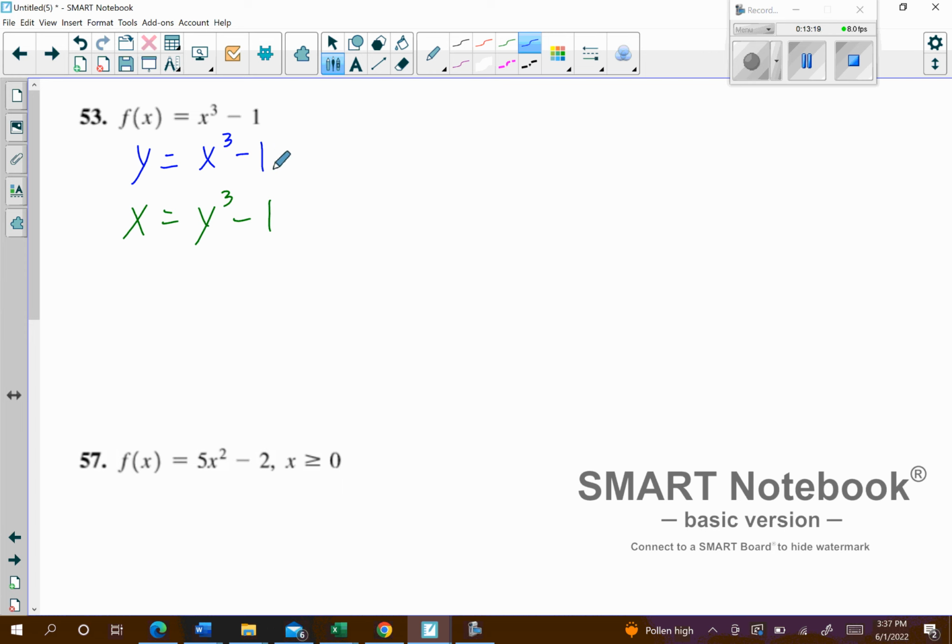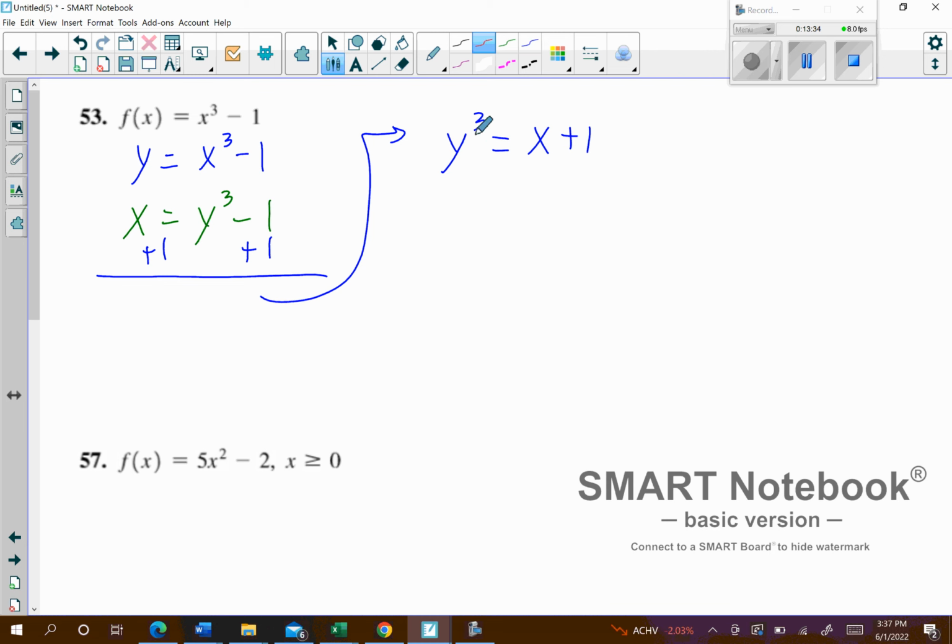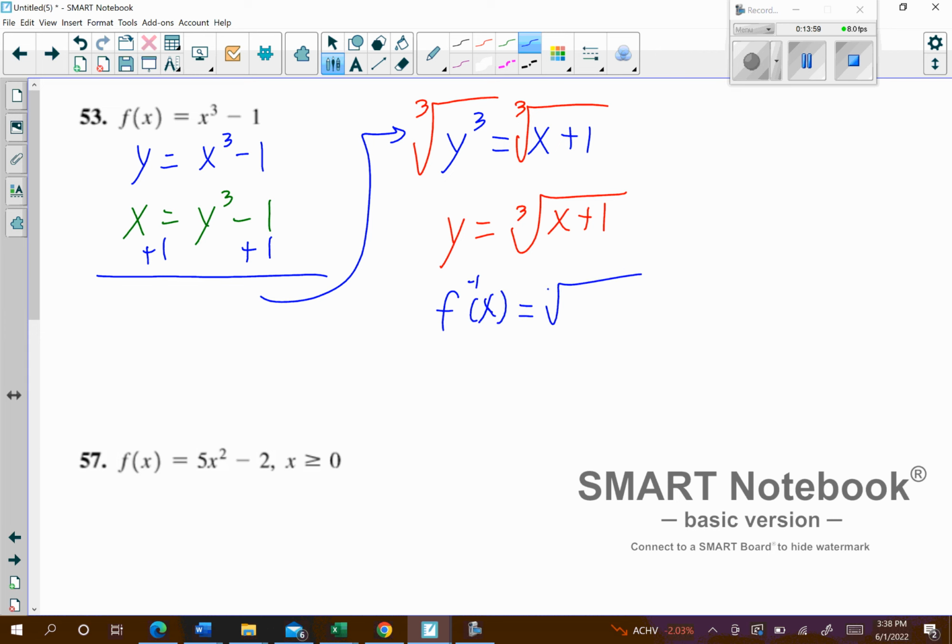Now it's time to solve for y. So we're going to add 1 to both sides to get started. And I'm going to put y cubed on the left, and then I'm going to have x plus 1 on the other side. So I just flip-flop the two sides. And then what's the inverse operation of a cube power? A cube root. A cube root would be the inverse operation. So that will nullify the cube power, and we're going to be left with y equals the cube root of x plus 1. And so that's what my inverse function is going to be. There we go.